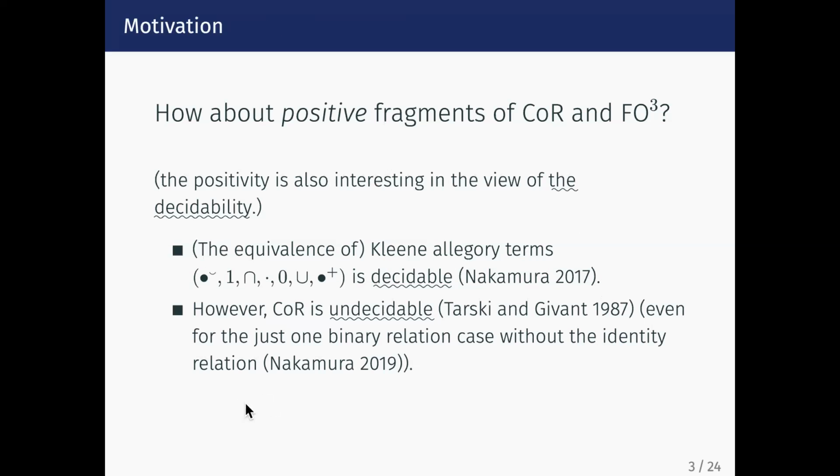So our motivation is the following. How about positive fragments of CoR and FO3? Positivity is also interesting in view of desirability, as follows. But today I am interested in the expressive power of the positive fragments.